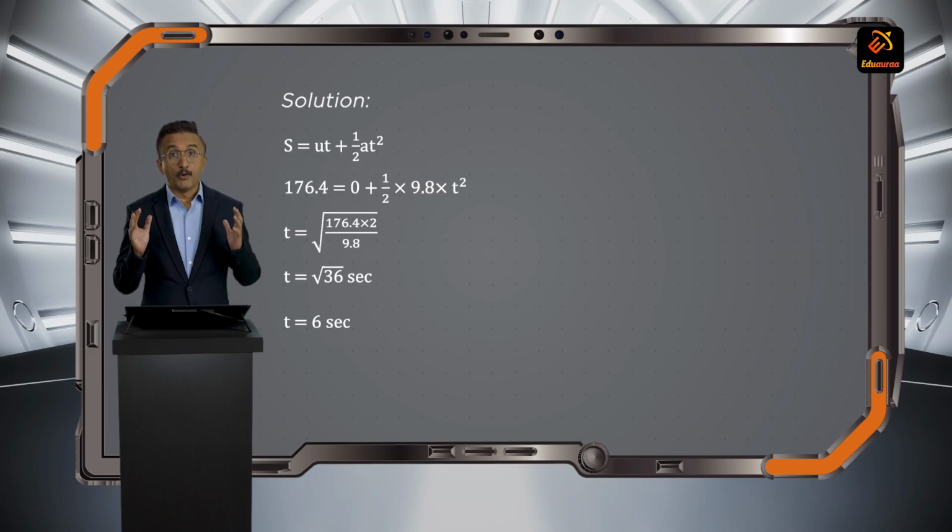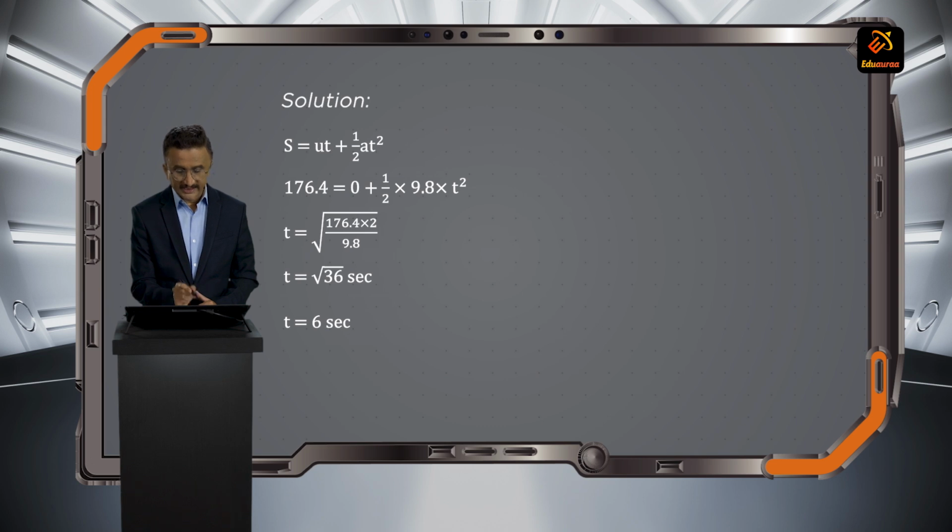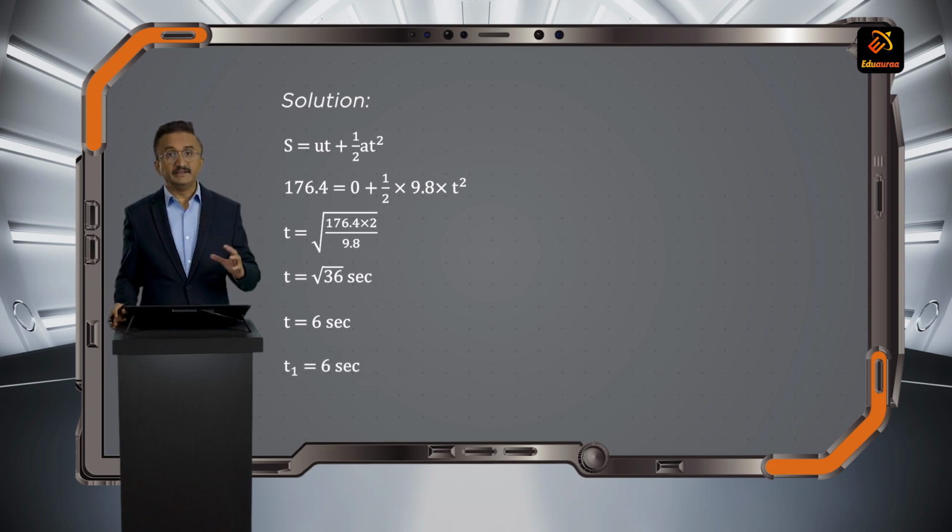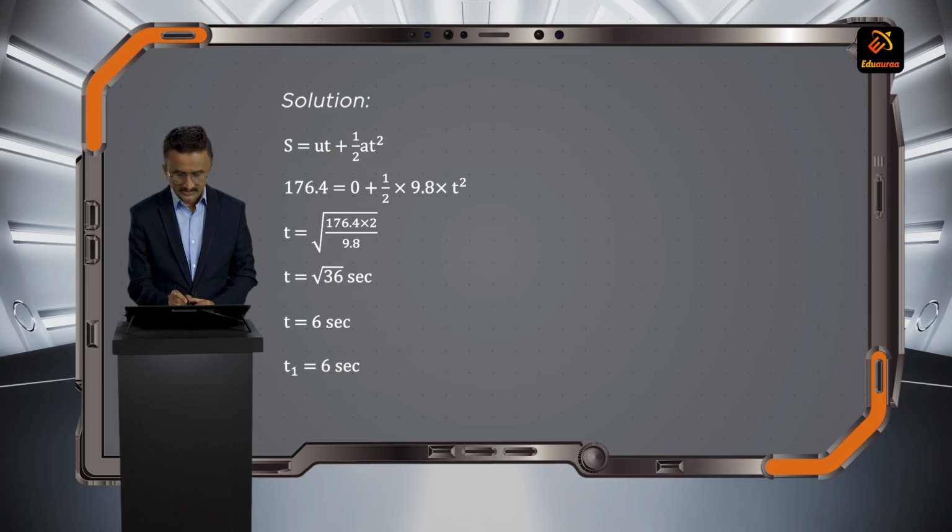So the ball will take 6 seconds. So I can say t1, the time interval in the first case, is 6 seconds. But what about the second case? The ball is thrown after the 2 seconds. So the time interval must be 4 seconds. So t2 is equal to 4 seconds.